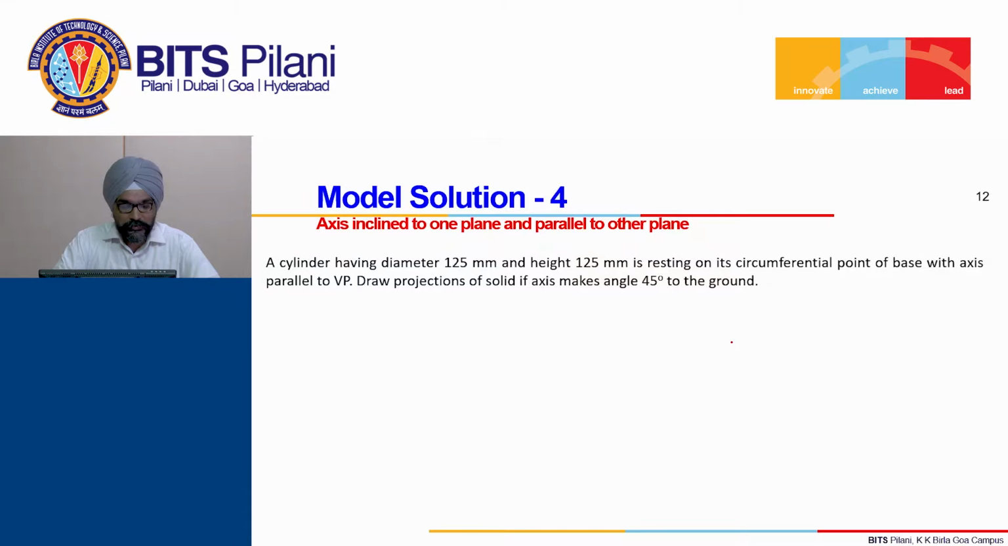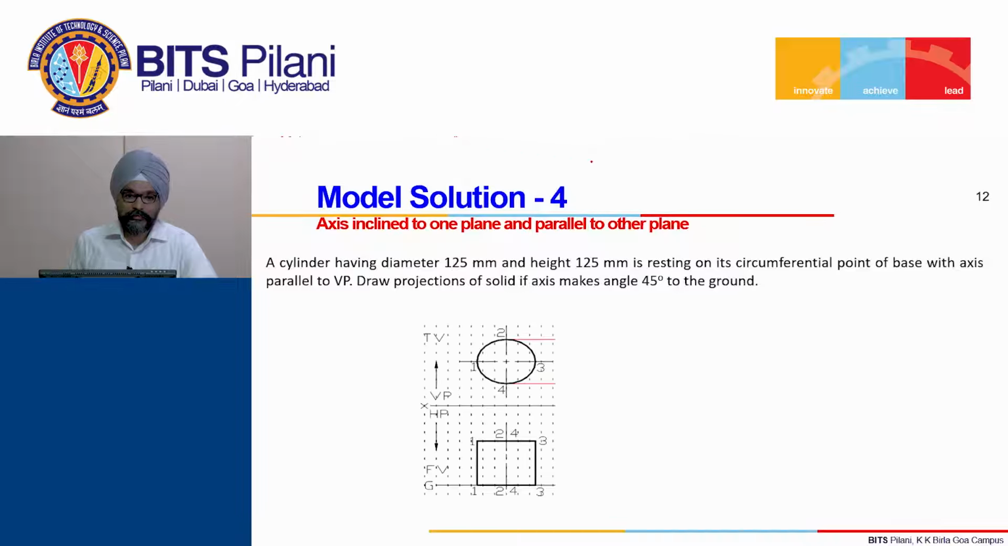So now in the next problem, what do you see? Again a cylinder is there having diameter 125, height 125, resting on a circumferential point of the base with axis parallel to VP. That means it is making an angle with the ground. The angle is also given in the next line: 45 degree.